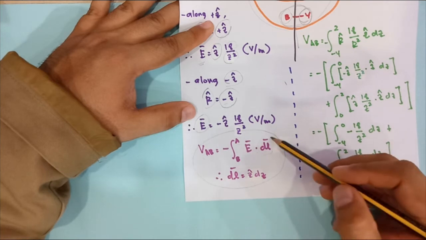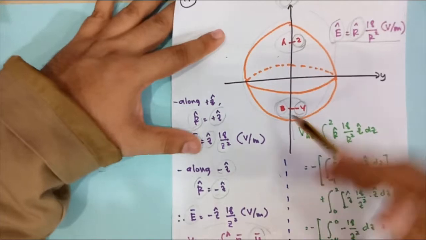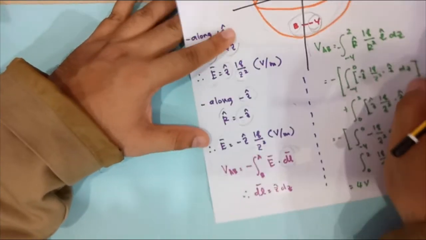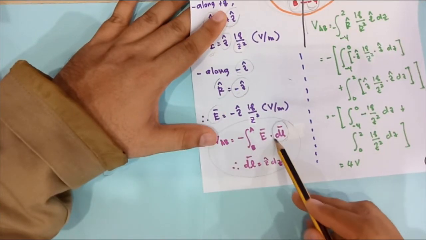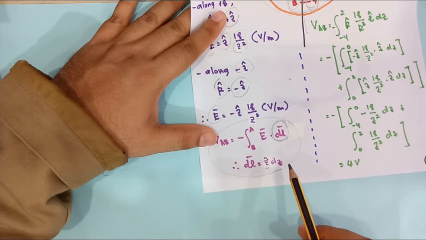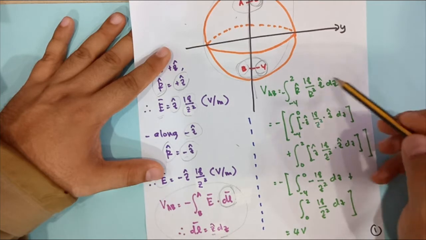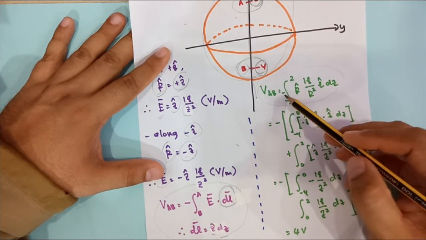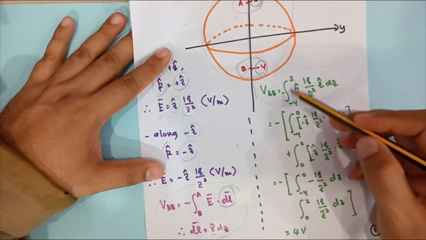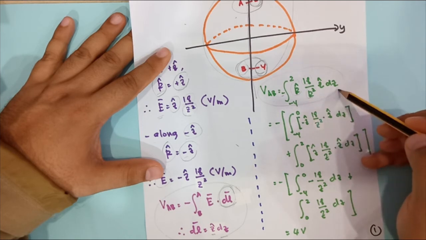Because in this case dl, the direction of length, is given on the z axis, we can directly represent our vector dl as z cap dz. Then we can put all the equations that we have here. So VAB is equal to minus integration from -4 until 2 of r cap 18 divided by r squared, dot z cap dz.